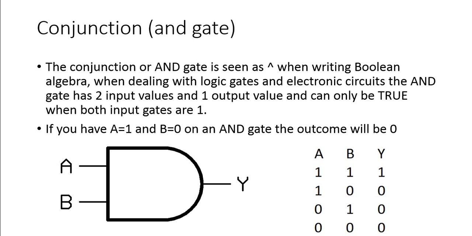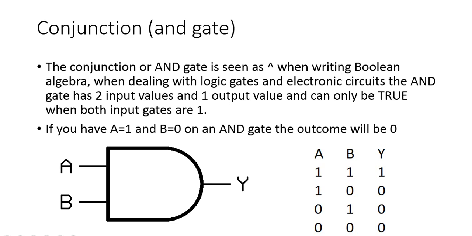So the first logic gate I'm going to talk about is the AND logic gate. The AND logic gate is also called the conjunction gate, and it's sort of like an arrow pointing upwards but without the line, so it's just like an upside down V. When you're writing Boolean algebra, it looks like that, but when dealing with a logic gate, it's called the AND gate, and it has two inputs and one output. The output can only be 1 or true. When you're dealing with Boolean algebra, 0 is false and 1 is true.